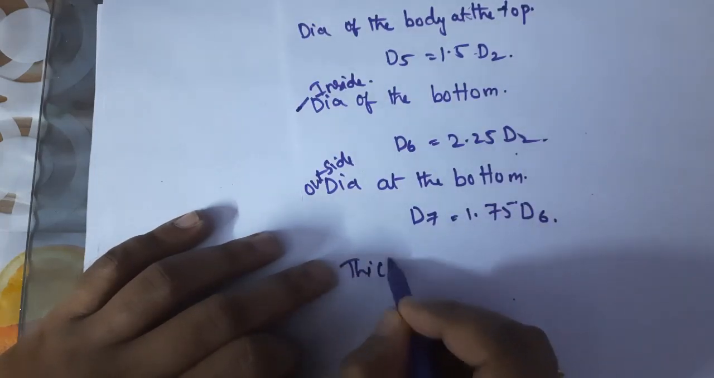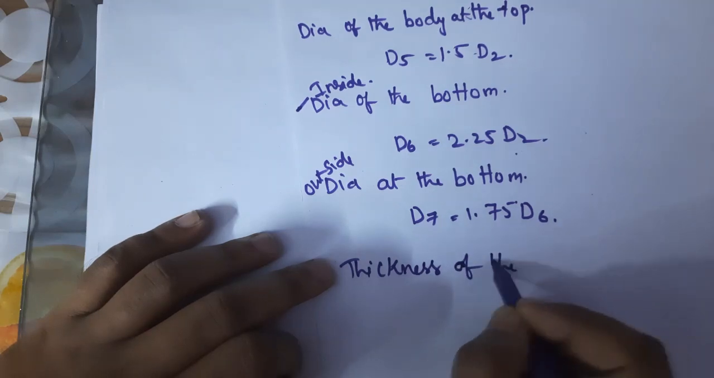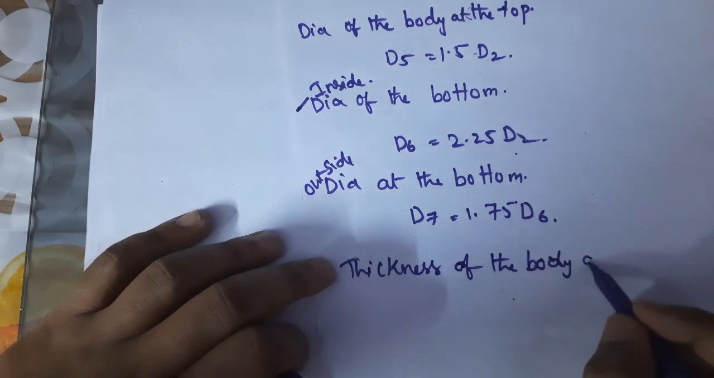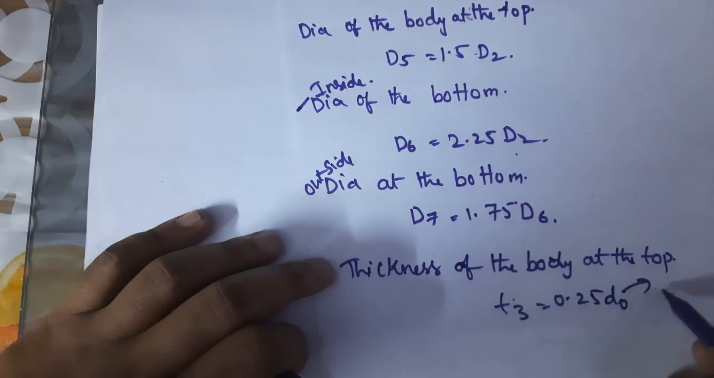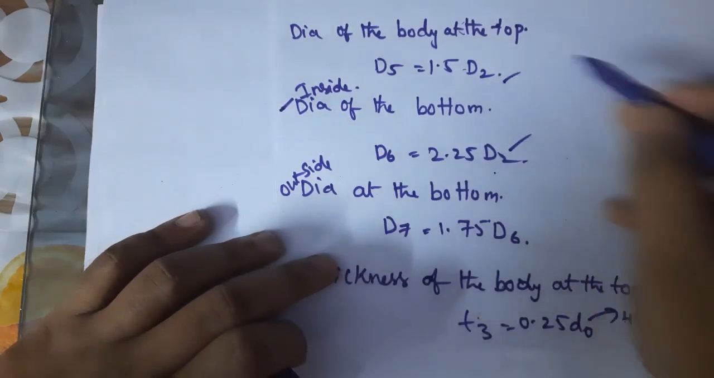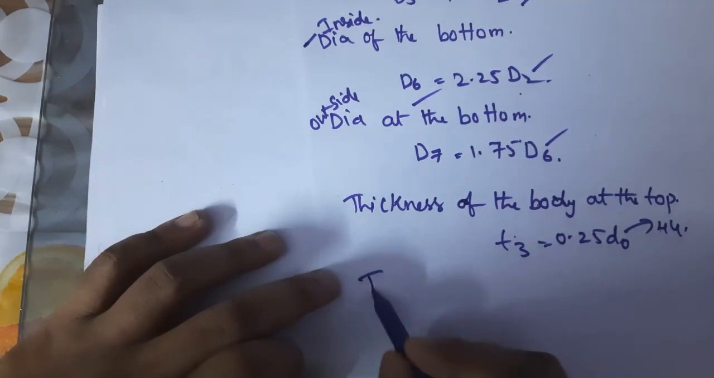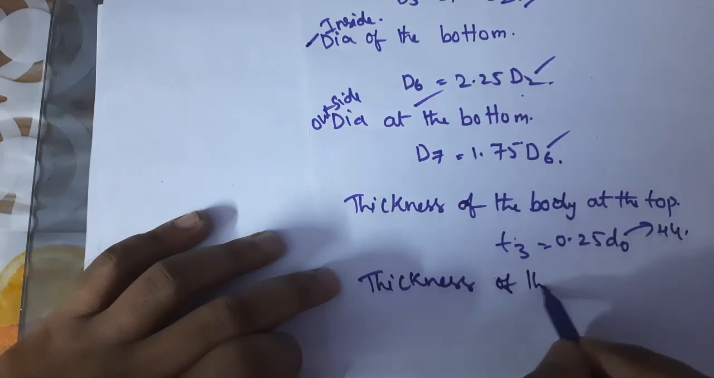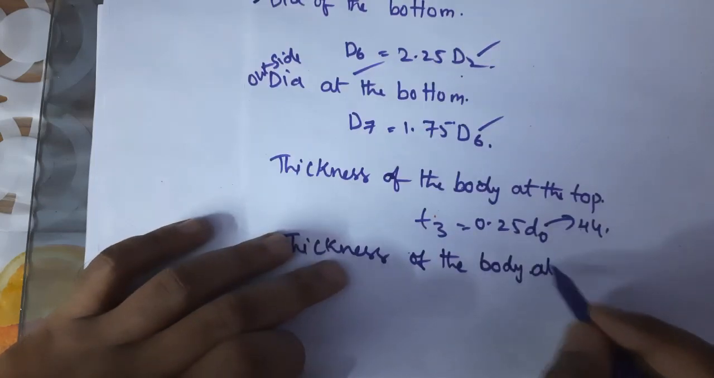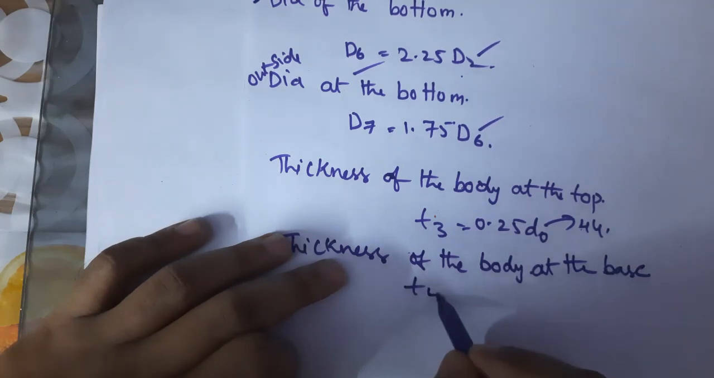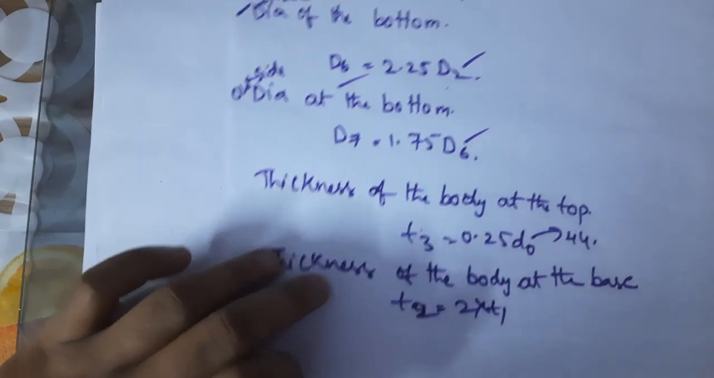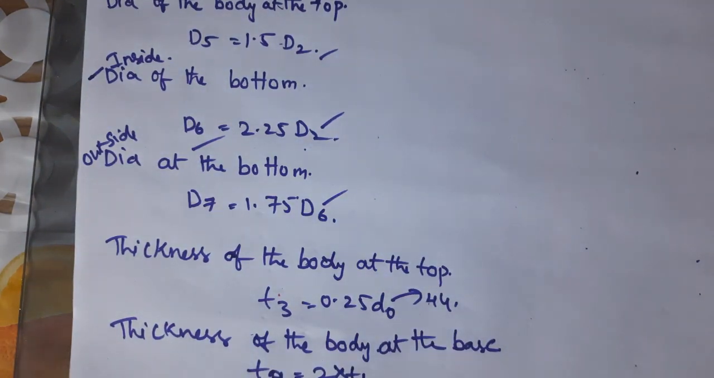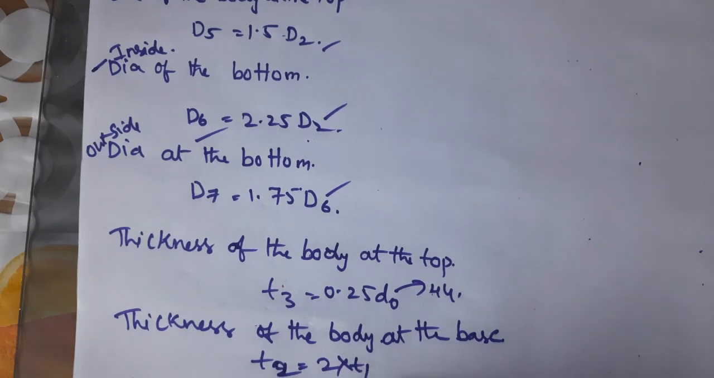Next, thickness of the body at the top, T3 is equal to 0.25 into D0. D0 is taken from the tabular column. D2 we have calculated, D6 we got. Thickness of the body at the base, T2 is equal to 2 into T1. T1 we have calculated earlier, that is 10 mm. T1 we have calculated, whereas the other values we have taken from the tabular column.